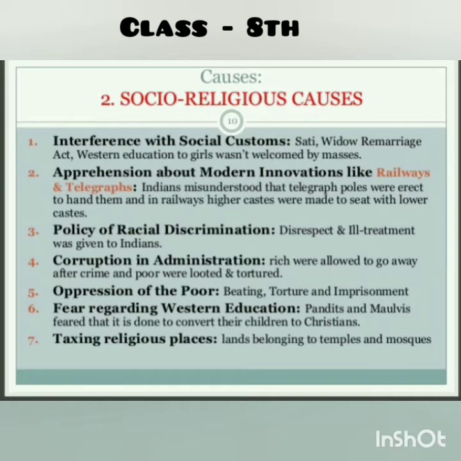Fear regarding Western education. Pandits and Maulavis feared that it is done to convert their children to Christians. Taxing religious places. Lands belonging to temples and mosques, these places were taxed, which hurt the sentiments of the poor people.